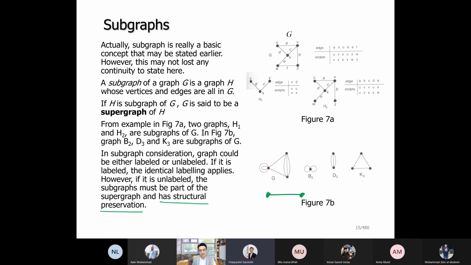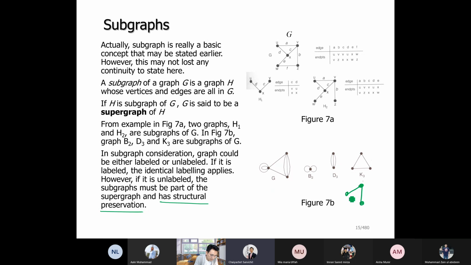do you think? Yes, it could be this one, right? It could be this one, or it could be this one. It could be anywhere. What about this one? Yes. Okay, so this is a subgraph of G, right?